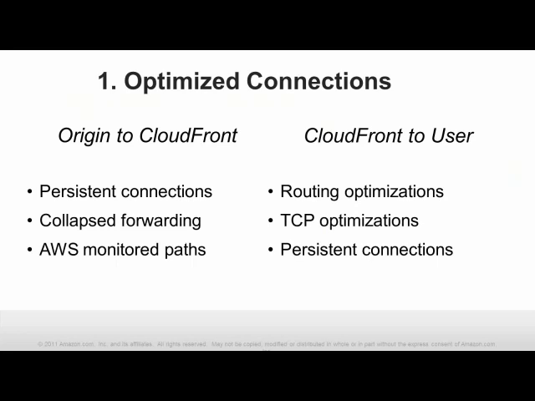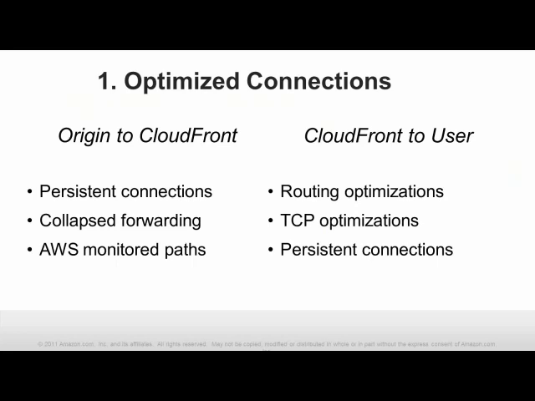CloudFront to the user, in addition to the TCP optimization and connection optimizations that I talked about, routing is really the key thing we do there. So we select the edge location that is best able to serve the content in terms of latency. We spend a lot of time worrying about which of our 38 edge locations are best able to serve a customer's request.